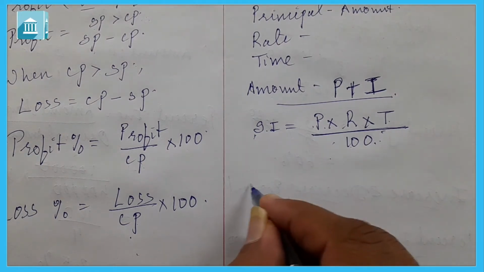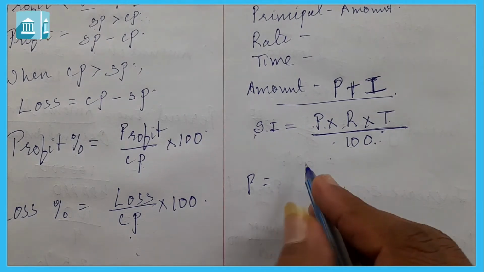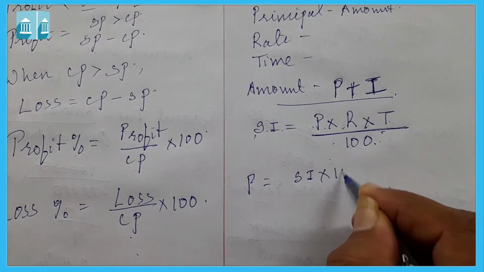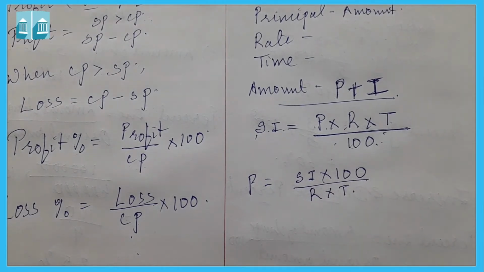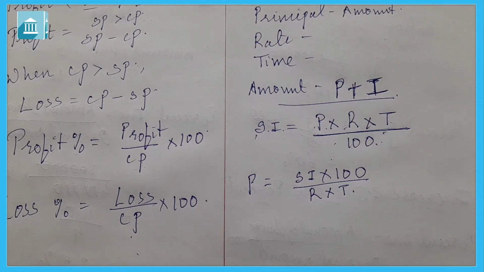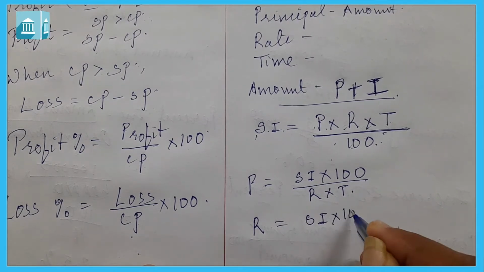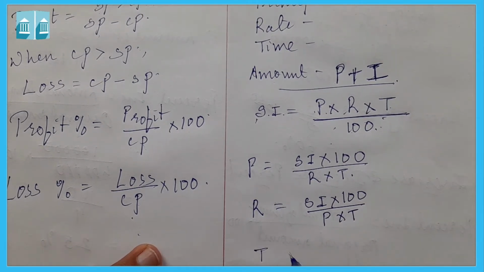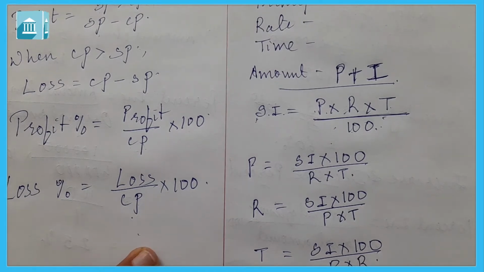Now if simple interest is given, principal is not given, then to find out the principal, principal is equal to SI into 100 upon R multiplied by T. In the same way, if you want to find out the R, then it is again SI into 100 upon P into T. In the same way, if you want to find out the T, then it is SI into 100 upon P into R.